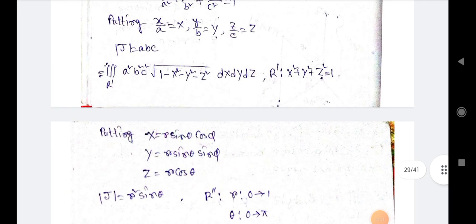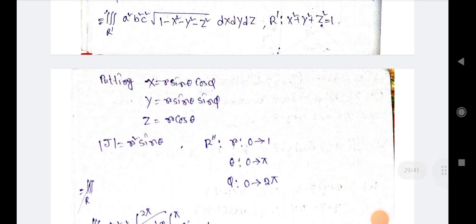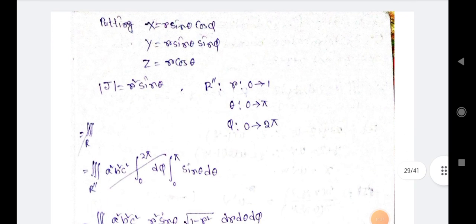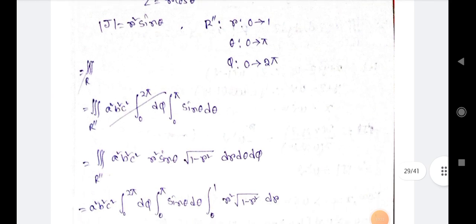Then solving, we get triple integration over R dash of a square b square c square root over of (1 minus capital X square minus capital Y square minus capital Z square) dX dY dZ, where R dash is X square plus Y square plus Z square equals 1. Then also putting capital X equals r sin theta cos phi, Y equals r sin theta sin phi, Z equals r cos theta. Then the Jacobian is r square sin theta, and the region is r 0 to 1, theta 0 to pi, and phi 0 to 2 pi.